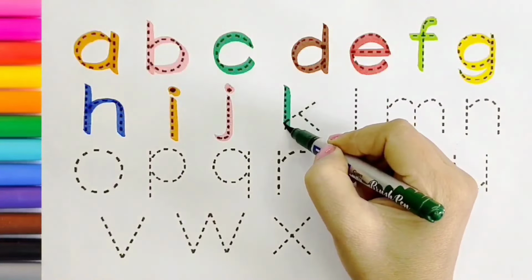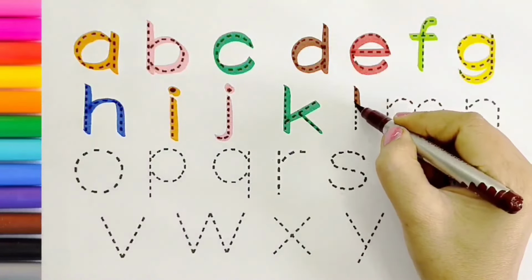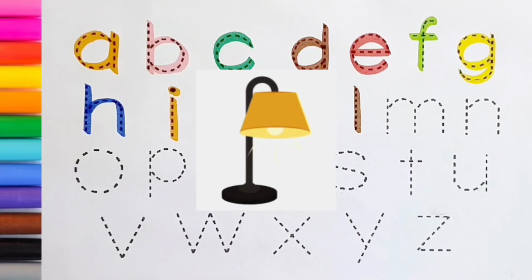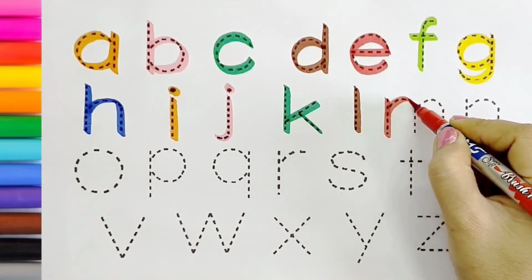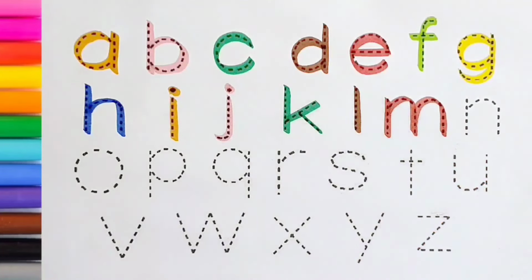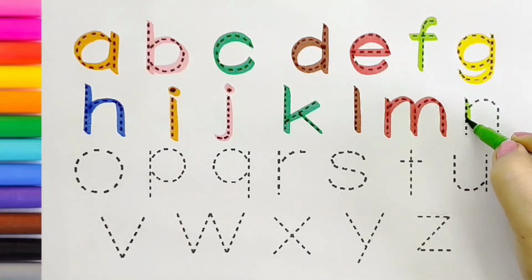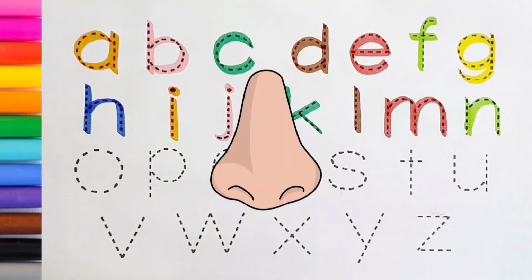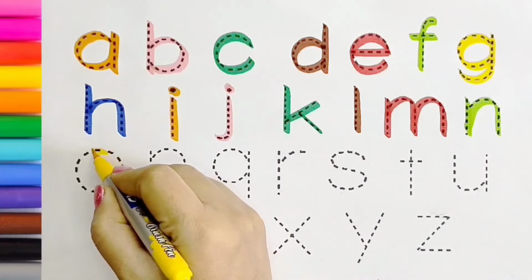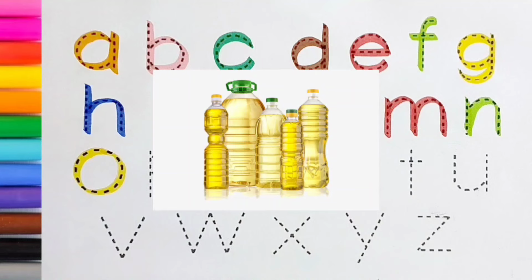Dark green color. K. K for kangaroo. Brown color. L. L for lamp. Red color. M. M for moon. Light green color. N. N for nose. Yellow color. O. O for oil.